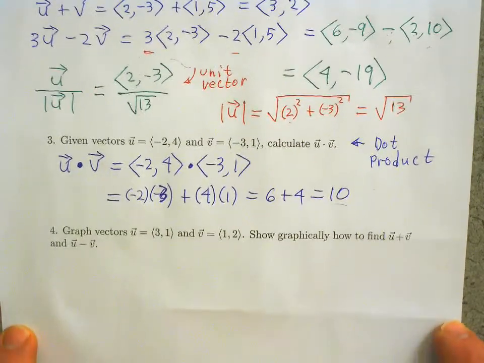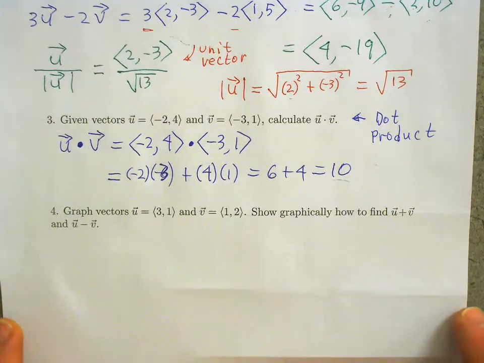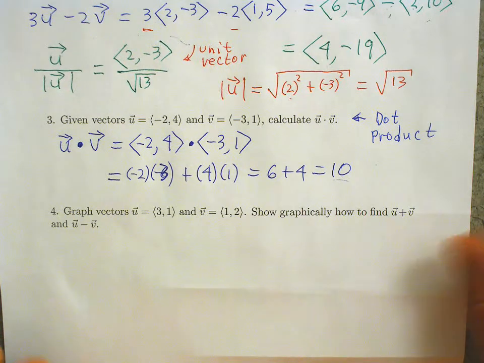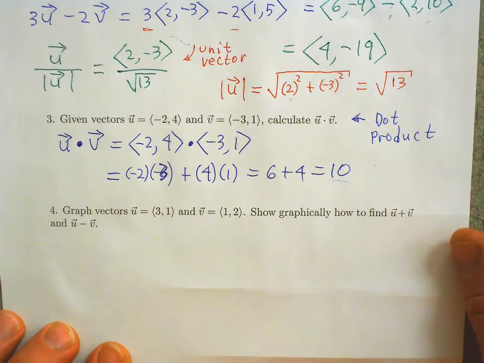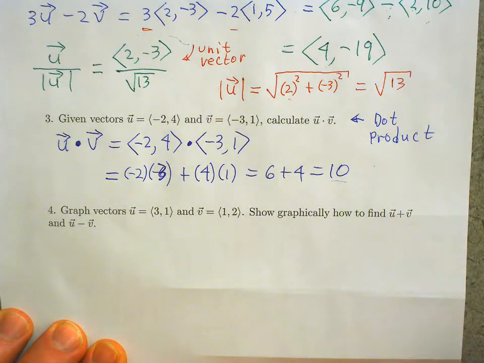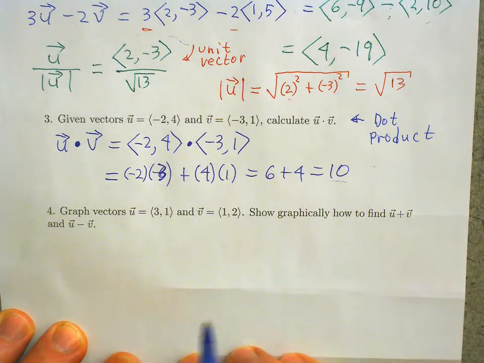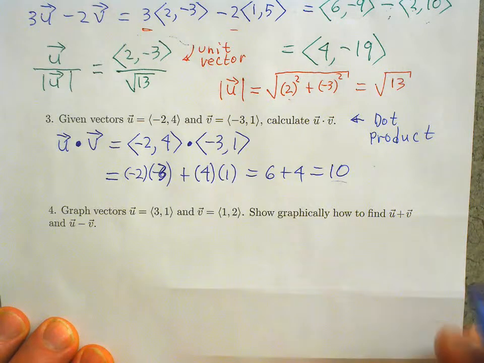Okay, the next example will graph the vectors U and V, which are given in component form. And then we'll show graphically how to find new vectors, vector U plus vector V, and also vector U minus vector V. So I'll probably end up drawing two pictures, one for U plus V and the other one for U minus V. So let's see, 3, 1.